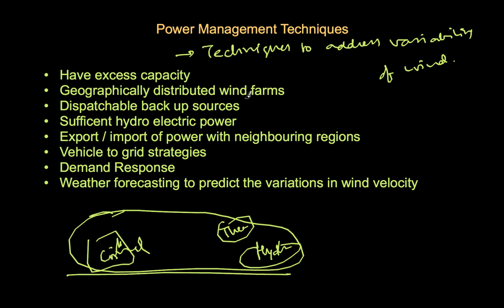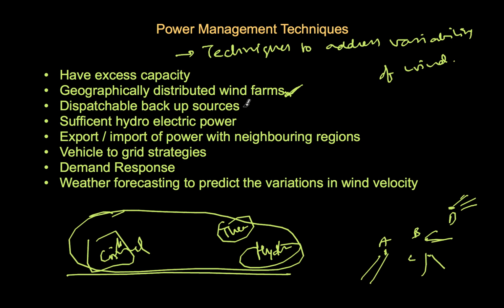Then geographically distributed wind farms. This is also one interesting way. If you concentrate all your wind turbines in only one place, in one city for example, then all of them will experience a fall in wind speed at the same time. But if you diversify them, city A, city B, like this, all of them receive wind in different directions. So on average over the entire group, the variations can be reduced.